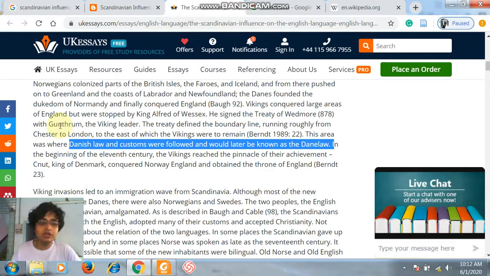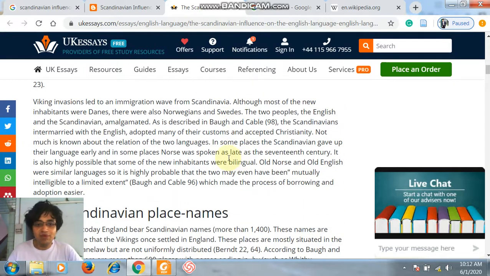So in the beginning of the 11th century, the Vikings reached the pinnacle of their achievement. Cnut, the king of Denmark, conquered Norway and England and obtained the throne of England. So Viking invasions led to an immigration wave from Scandinavia. Many people came from Scandinavia and settled in Great Britain. Although most of the new inhabitants were Danes, there were also Norwegians and Swedes.